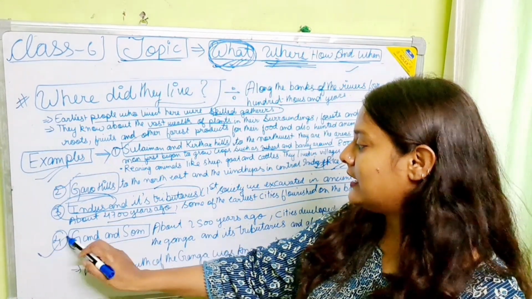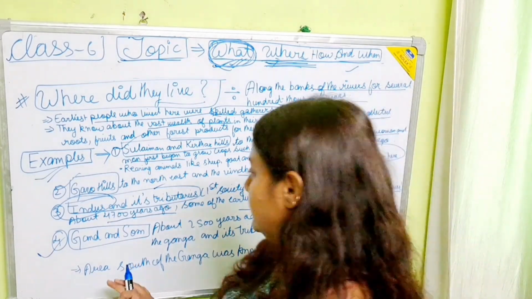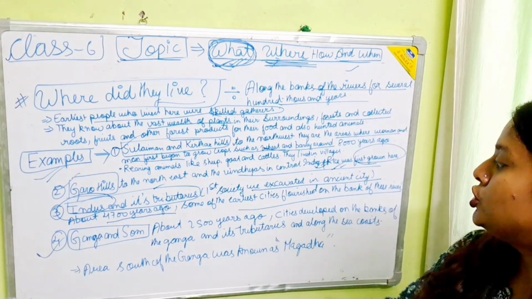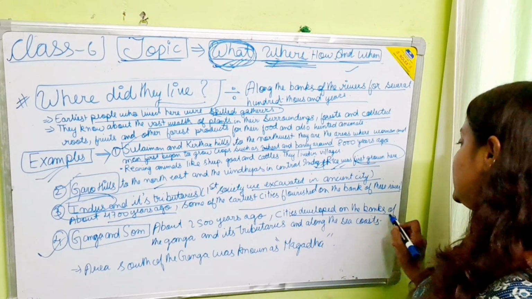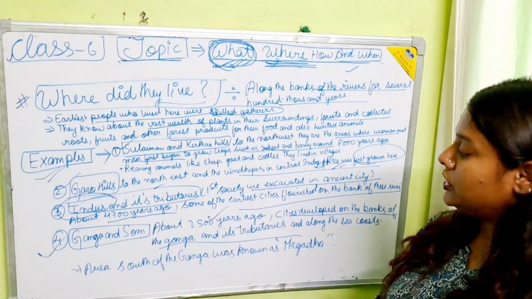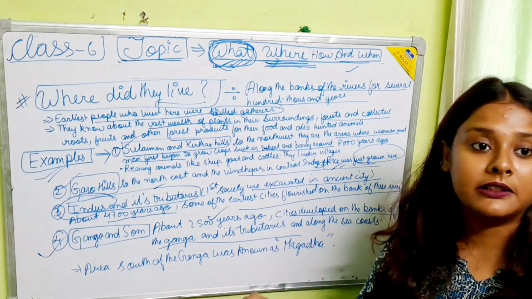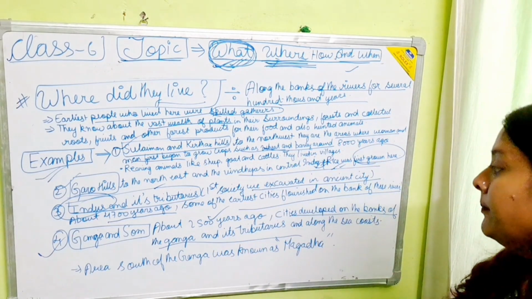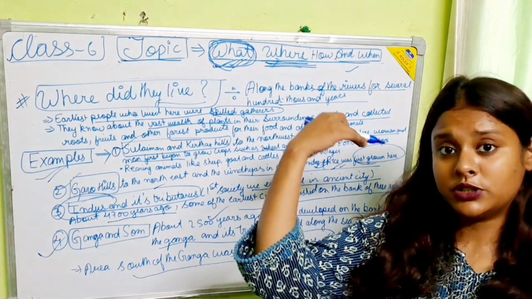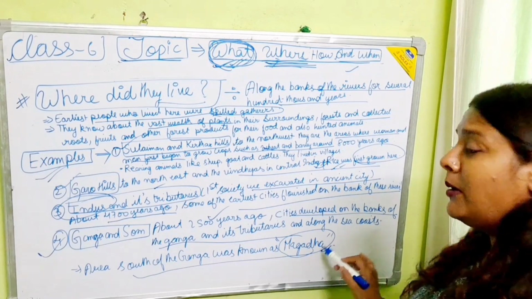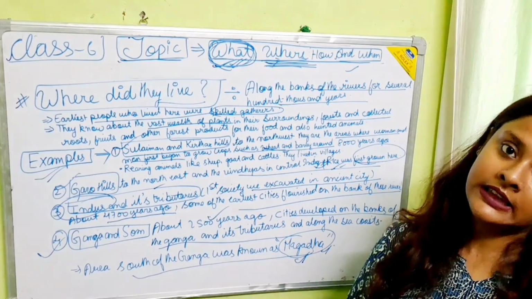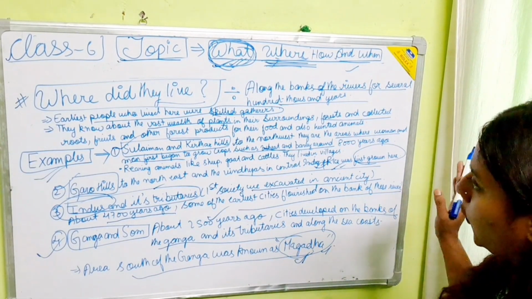Now, the fourth one is the Ganga and its tributaries. About 2500 years ago, cities developed on the banks of the river Ganga and its tributaries. The area south of the Ganga was known as Magadha. Magadha is presently in Bihar and it was the largest kingdom. I hope it is clear now.